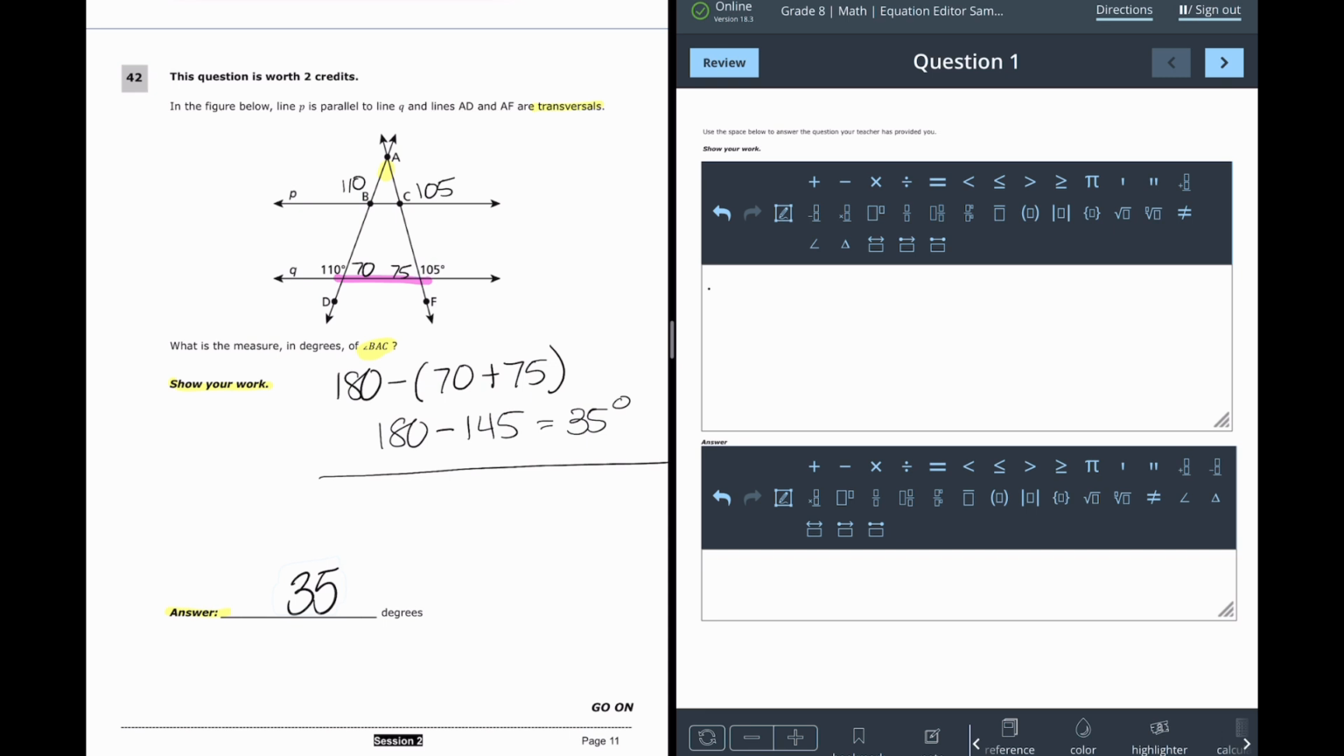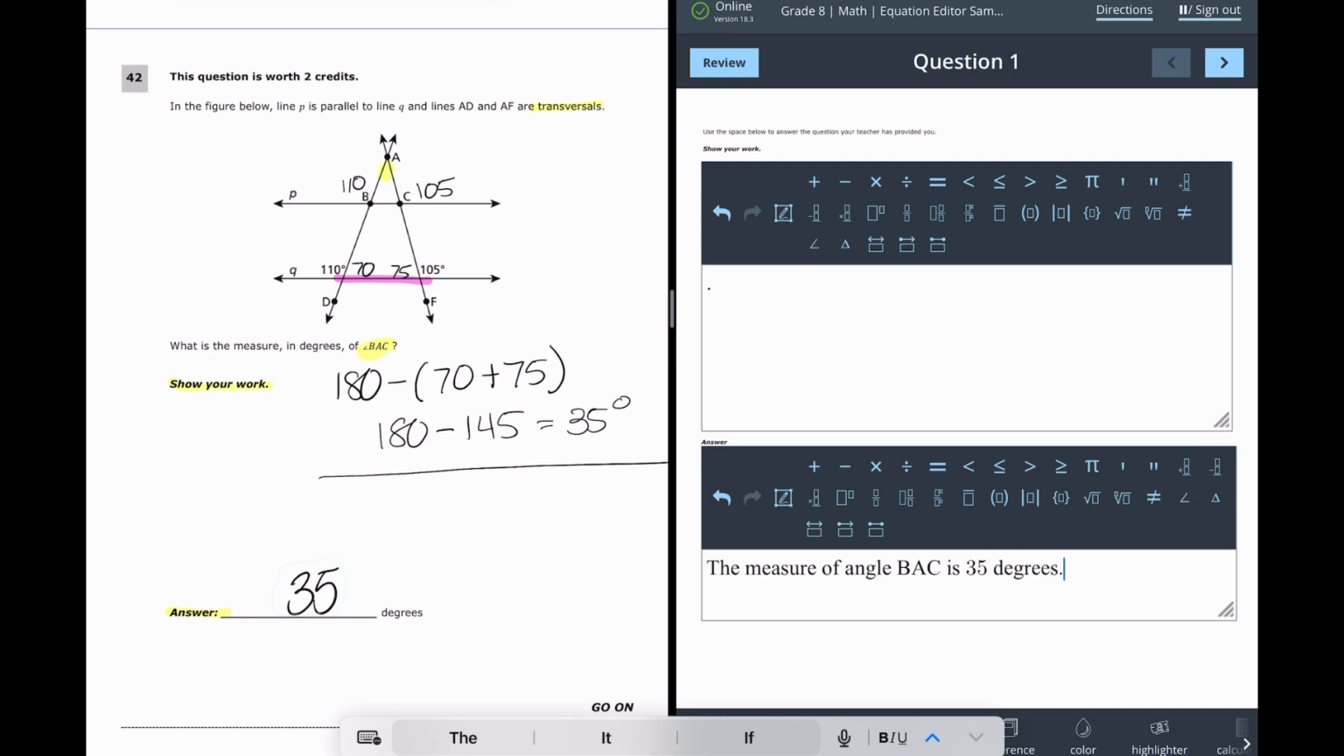All right, so here's the tricky part now. We have all this information. How do we transfer it over to show our work? The answer part is easy. The measure of angle BAC, that matters, is 35 degrees. All right, so that's all I have to write right there. Here's the tricky part. I need to be able to explain what else I did to find that angle. That's tricky.